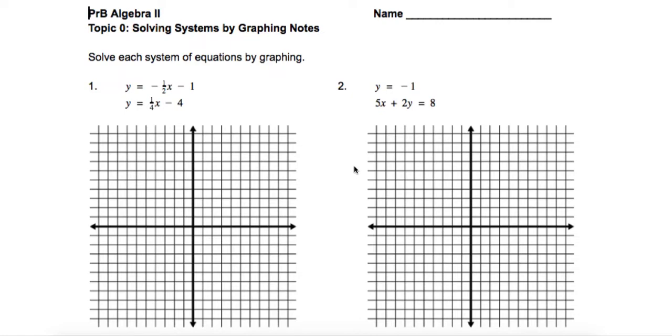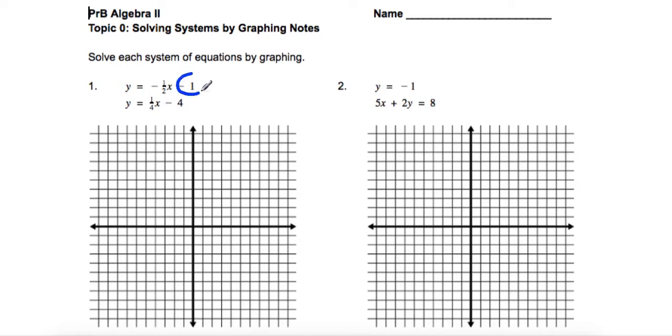All right, we're going to start today reminding ourselves how to solve a system of equations by graphing. So in number one, we have these two equations, two linear equations. There's going to be two lines. We're going to graph them and see where they intersect. So these are in slope-intercept form, so we can use that information to graph this.